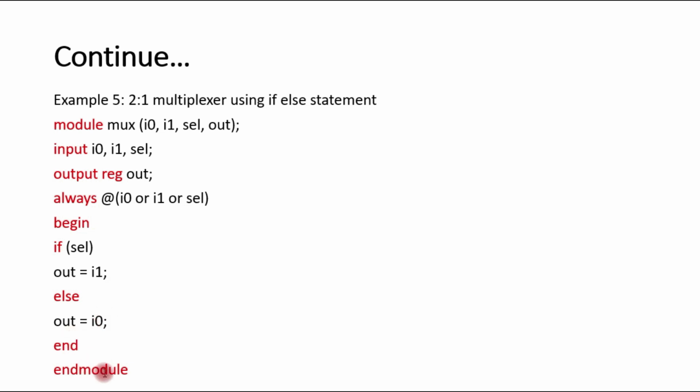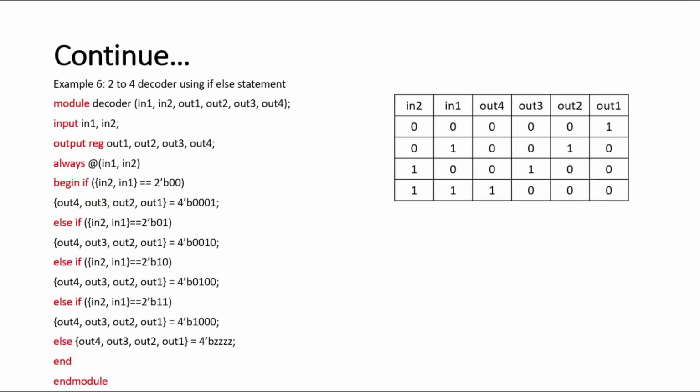So this one is the simple 2 to 1 multiplexer design using if-else statement. Another example using if-else statement. Here we are designing 2 to 4 decoder circuit. In case of 2 to 4 decoder circuit, there are two inputs. Here we have taken as input in2, in1 and 4 output lines: out4, out3, out2, out1.